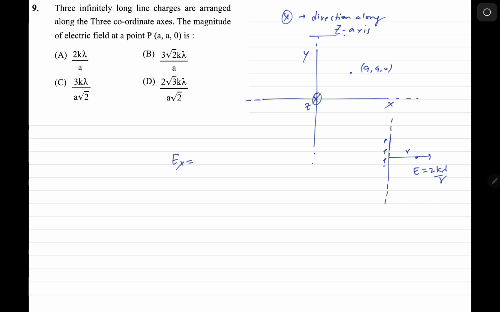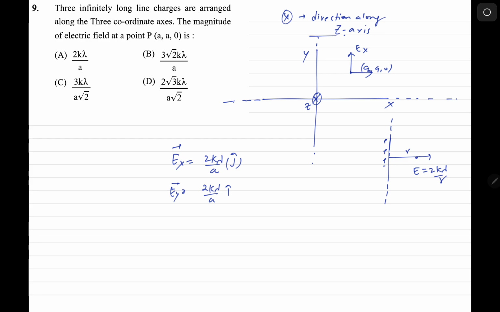So Ex will be in this direction, you can see here. This is the wire along the x-axis, so the electric field will be perpendicular to it. The value will be 2kλ/a. Let's write the direction also, j cap. Ey will be in this direction, so 2kλ/a i cap.